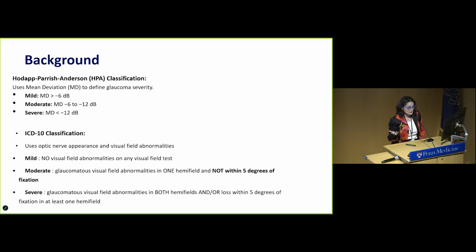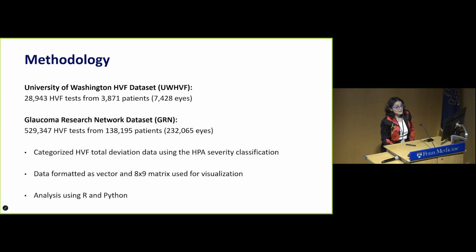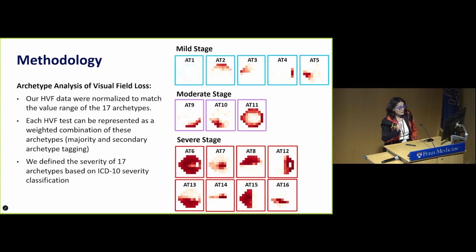So mild is no visual field defect. Moderate is one hemifield or less, and it doesn't encroach on the 5 degrees. Severe is 2 hemifields, encroaching on the center. And what we wanted to do is look at the analysis of mean deviation and how it correlates with the archetypal analysis. Does it define severity of disease as well? We looked at 2 data sets. One of them is the GRN, and the other one is the University of Washington data set. And we categorized them based on the ICD-10, which is mild disease, moderate disease, and severe disease.